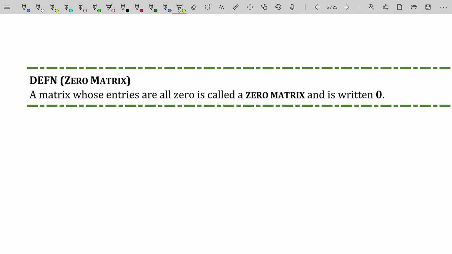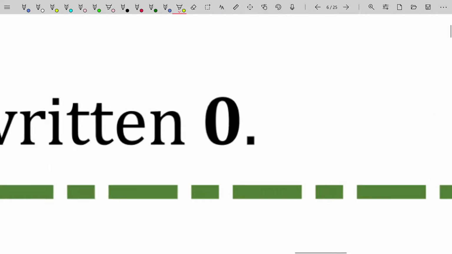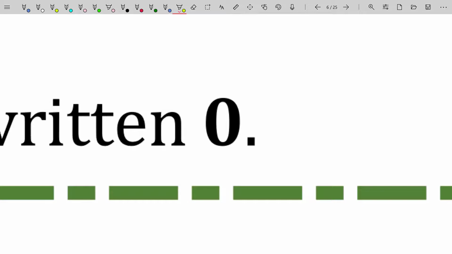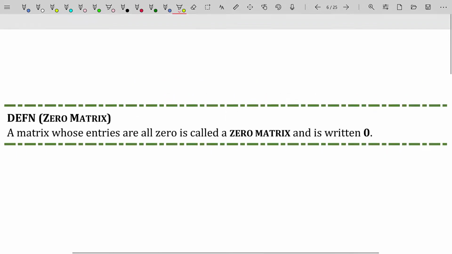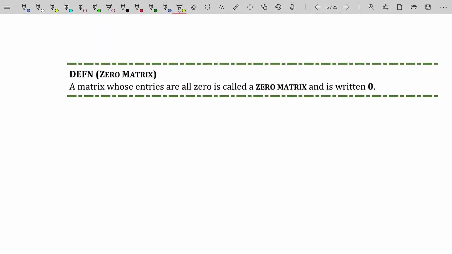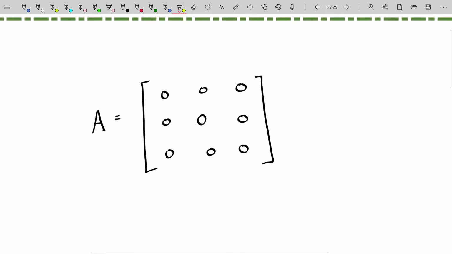Speaking of this diagonal matrix, the zero matrix. A matrix whose entries are all zeros is called a zero matrix, and it's written as 0, bolded, I suppose, but it's just written as 0. Technically, this definition does not force the zero matrix to be square, so it could be a non-square matrix, for example, a 3 by 4 or something like that. But as we saw in this previous example, it could also be a square matrix, which is more often the case, to be honest with you.